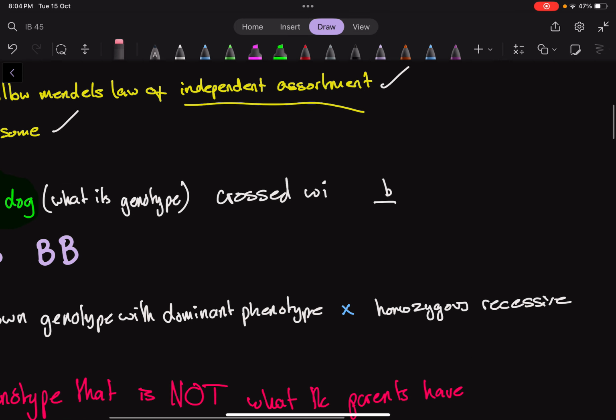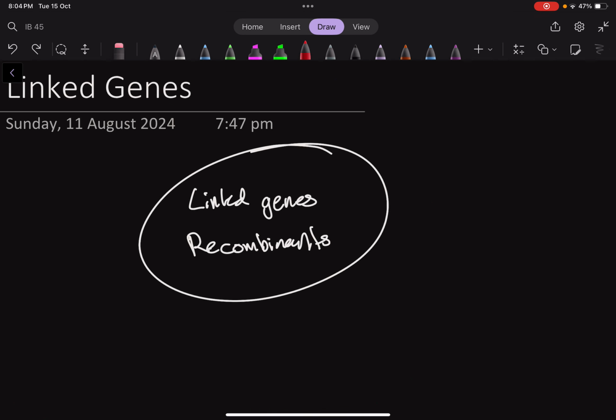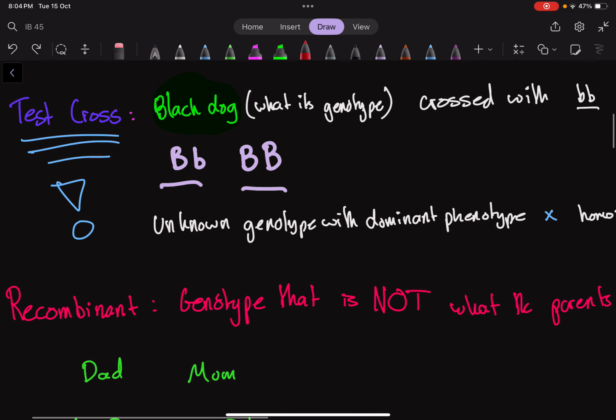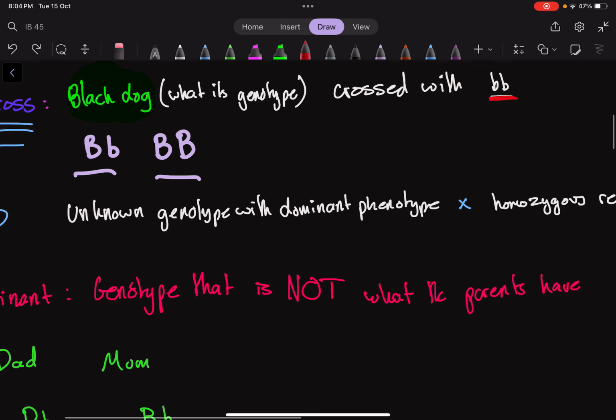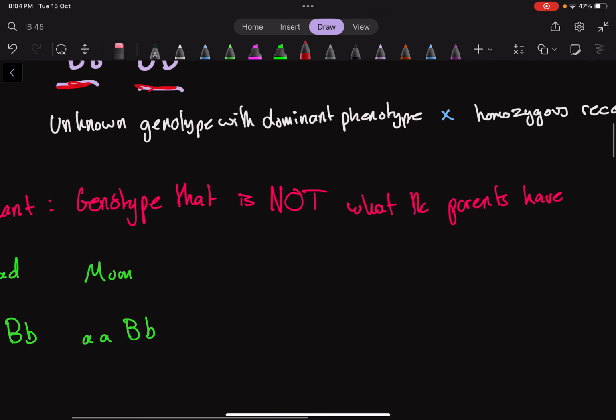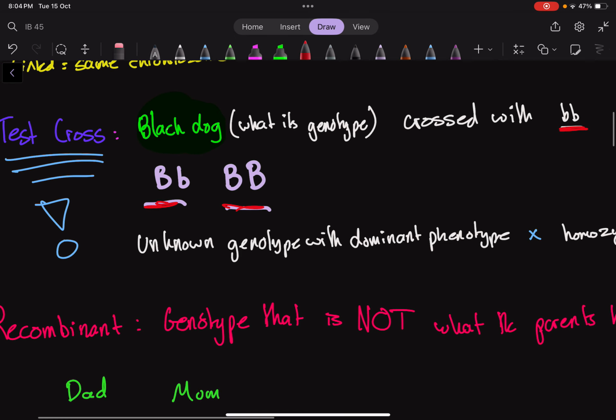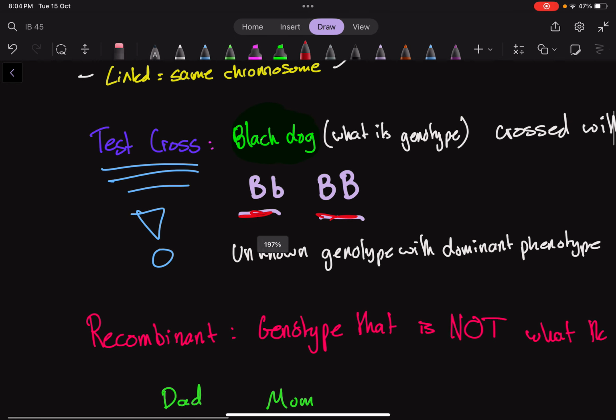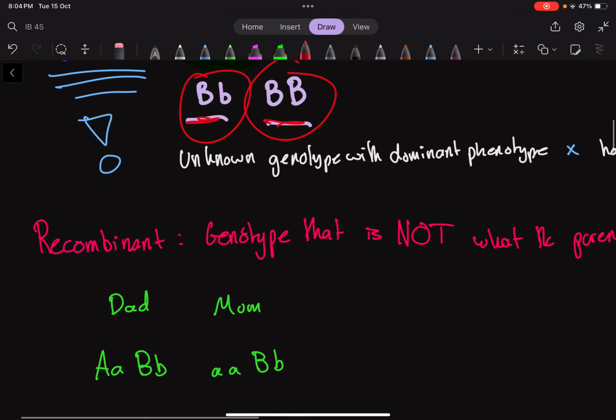To figure that out, we cross it with something that is known to be homozygous recessive, and how we get to the result I'll explain. So we know it's homozygous recessive. We cross it with something we don't know what it is, and then we look at the ratios afterwards, and we can find out whether it was a heterozygous or a homozygous dominant genotype, even though we knew the phenotype was dominant. So remember, phenotype is how it looks, genotype is the genes, and that is a test cross.